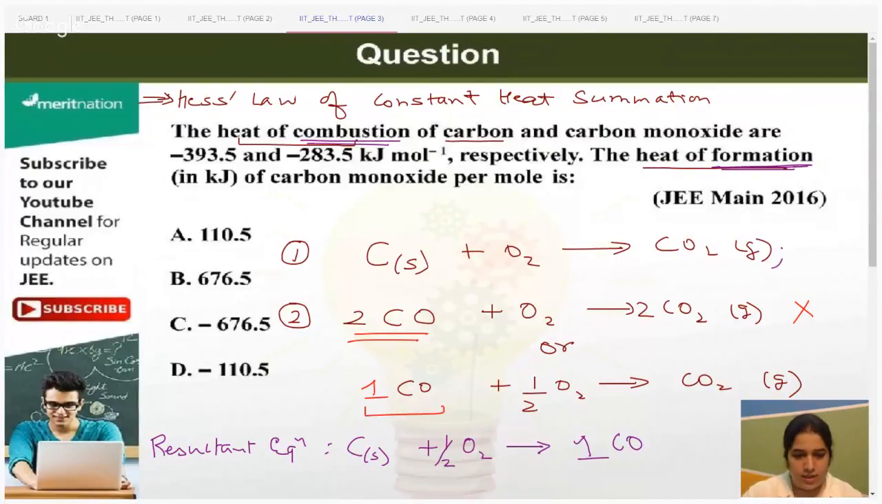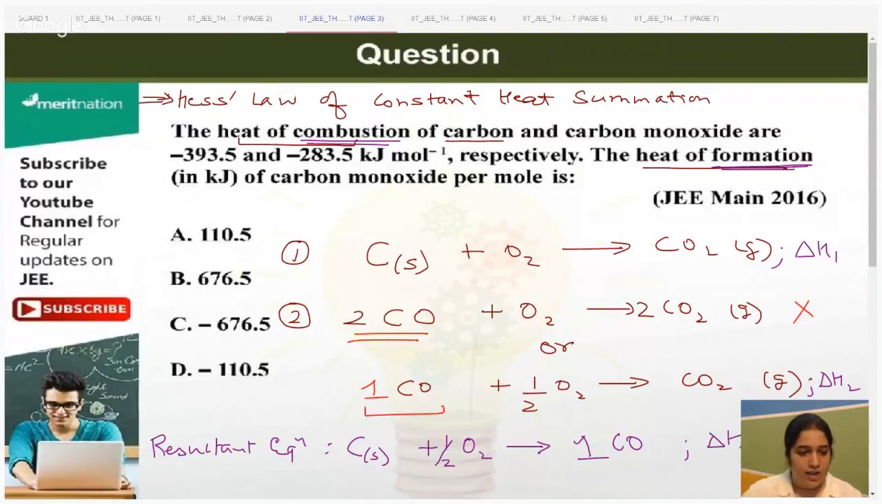So let's suppose this is delta H1 and this has delta H2. Okay, next is what we want. Let's say it has reaction enthalpy as delta H. All right. Now, what do I need to do to the two reactions? What mathematical operations can we apply so that I get the resultant equation? What can we do? Think about it.